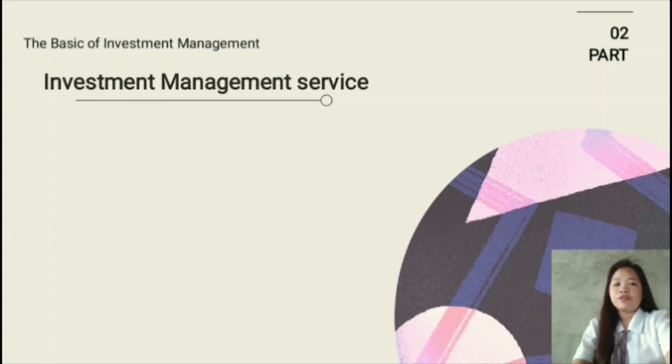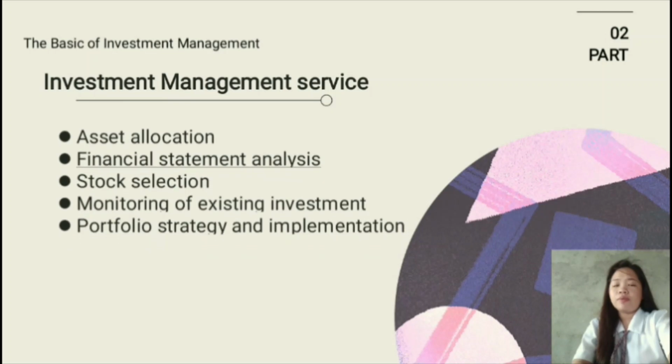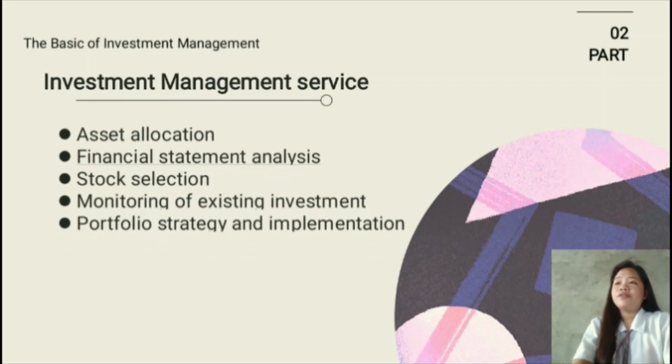Investment management service includes the following. Asset allocation. The different asset class definitions are widely debated, but four common divisions are stocks, bonds, real estate, and commodities. The exercise of allocating funds among these assets and among individual securities within each asset class is what the investment management firms are paid for.